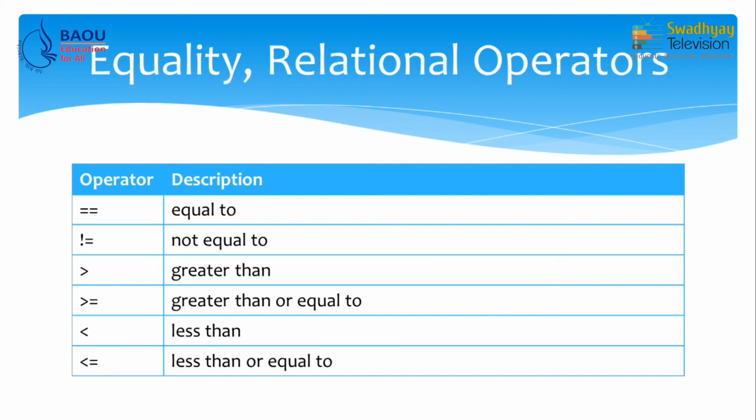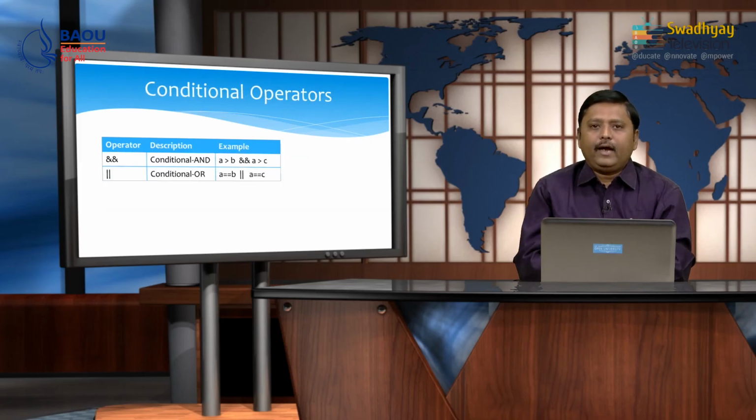Similarly, greater than returns true if the left hand operand is greater than the right hand operand, and greater than or equal to returns true if the left hand operand is greater than or equal to the right. Similarly, less than returns true if the left hand operand is less than the right hand operand, and otherwise it returns false. And likewise, we have the less than or equal to operator, which returns true if the left hand operand is less than or equal to the right hand operand, otherwise false. So, these are the examples of equality and relational operators.